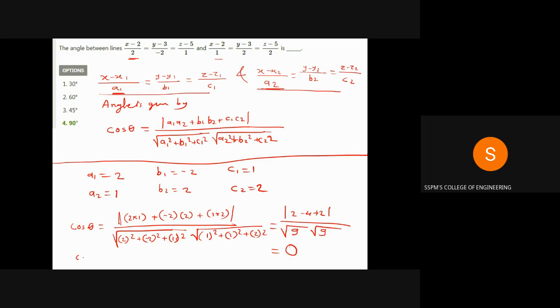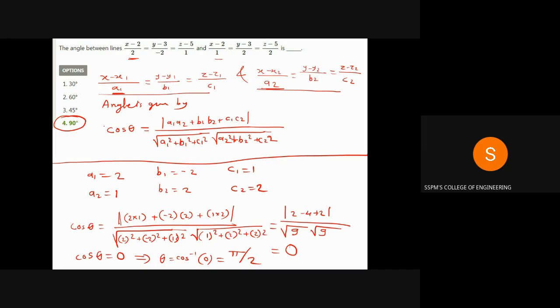So cos theta is equal to 0, which implies that theta is equal to cos inverse of 0, which is pi by 2. Pi by 2 means 90 degrees. So that will be the correct option.